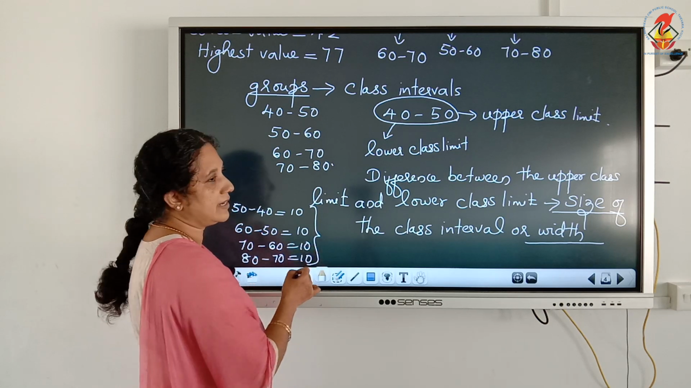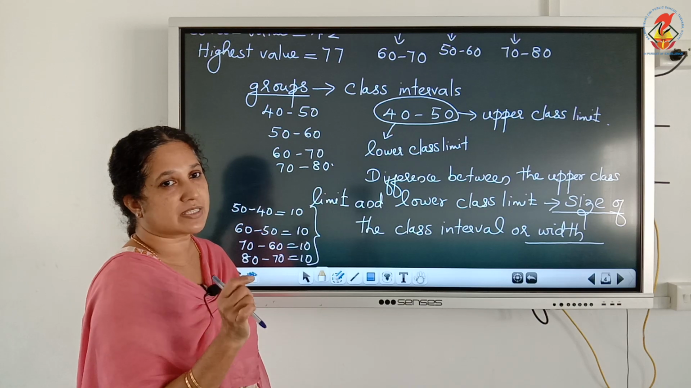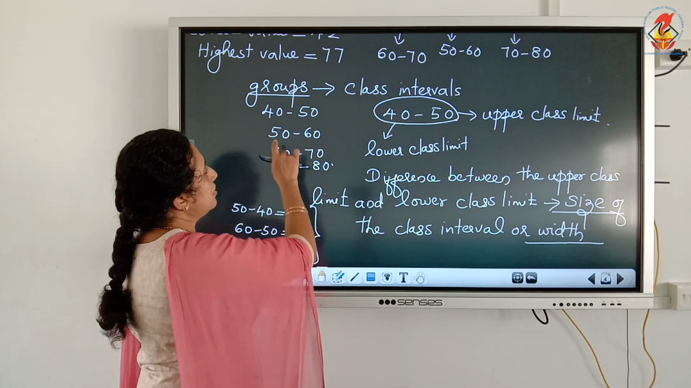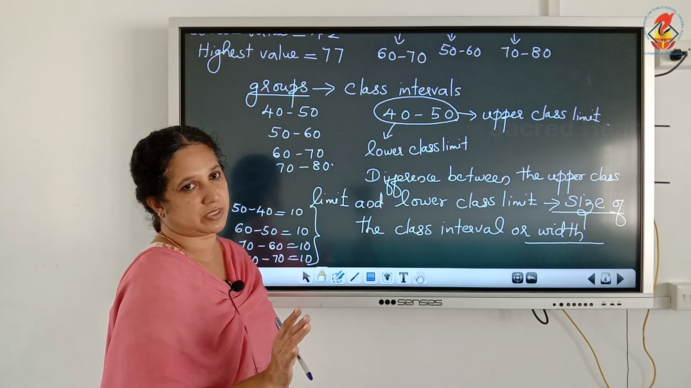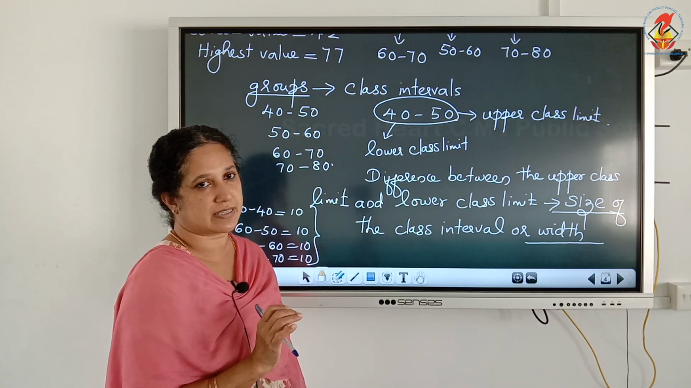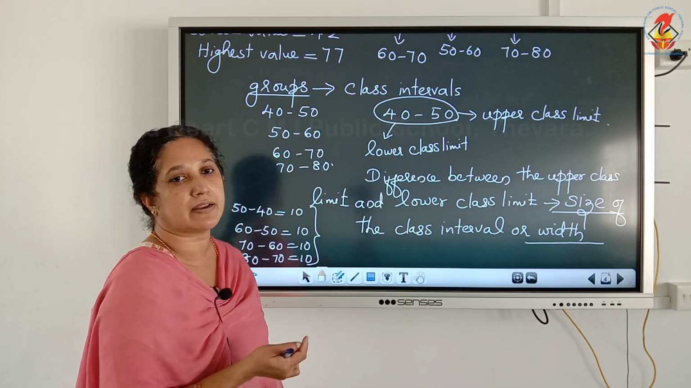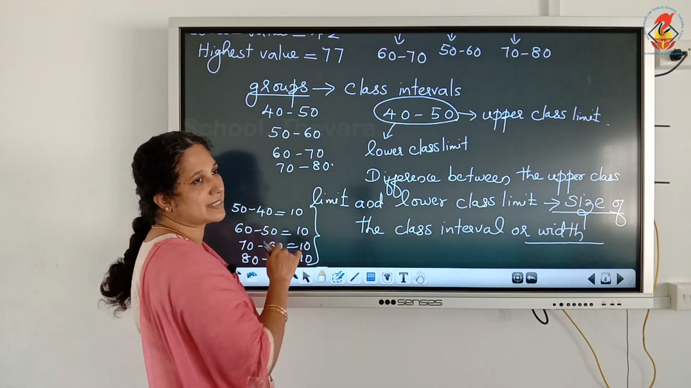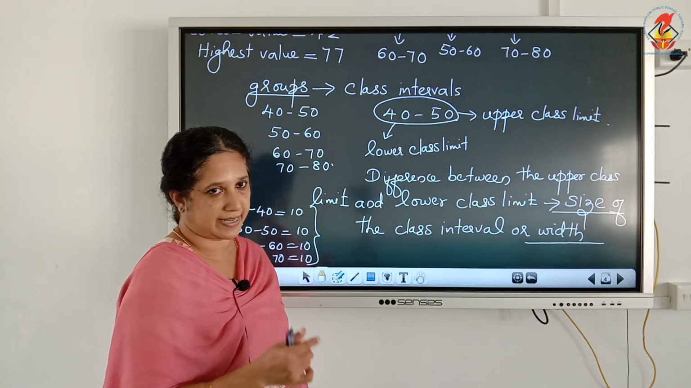Therefore we can say that when you make the groups, the width or size should remain the same. When you select the groups, you cannot select 40 to 50 and the next one 50 to 55, not possible. So the size should remain the same for all the class intervals. The size means the difference between the upper class limit and the lower class limit, and here the size of the class interval is 10.